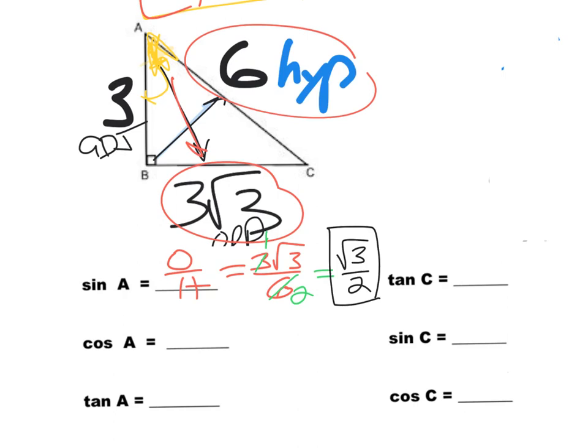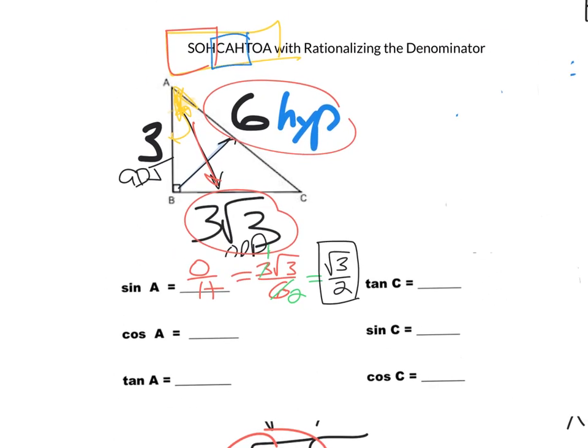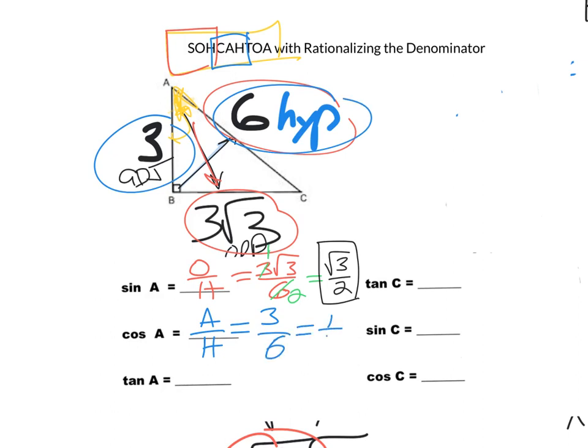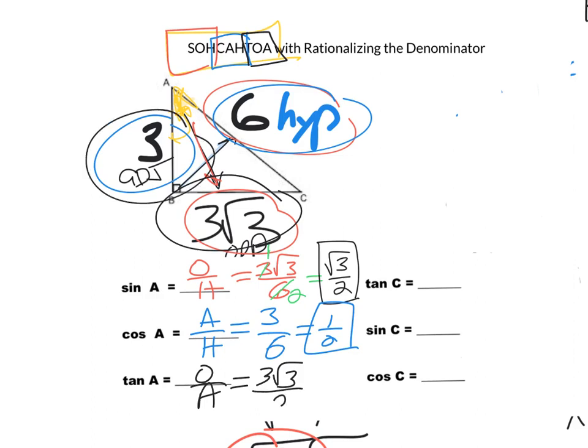The cosine, the CAH portion of SOHCAHTOA, that's equal to the adjacent over the hypotenuse. So here the adjacent we said was 3, the hypotenuse was 6, and 3 over 6 reduces to 1/2. Here the tangent of angle A, that's the TOA portion of SOHCAHTOA, that's equal to opposite over adjacent. So here our opposite is 3 radical 3, our adjacent is 3, and then 3 goes into 3 once, 3 goes into 3 once. So here we're going to be left with radical 3 over 1, or just radical 3. So all 3 of those trig functions dealt with angle A.